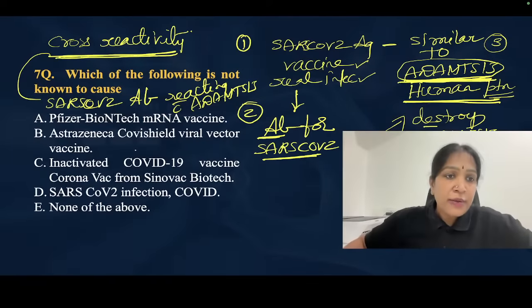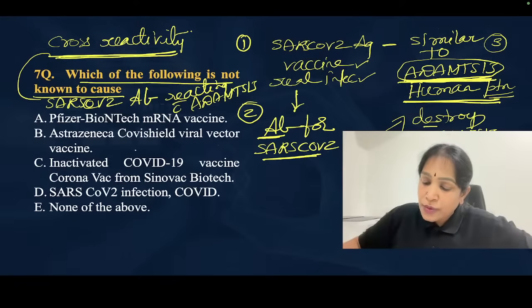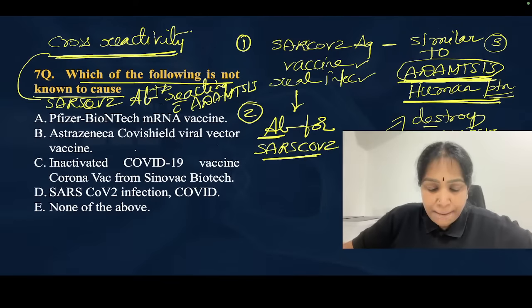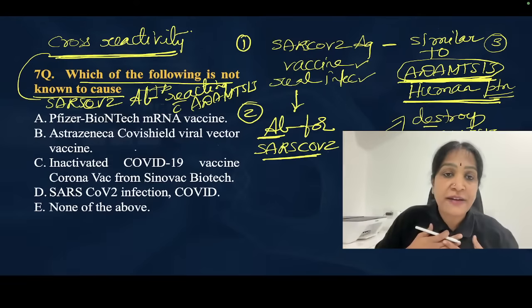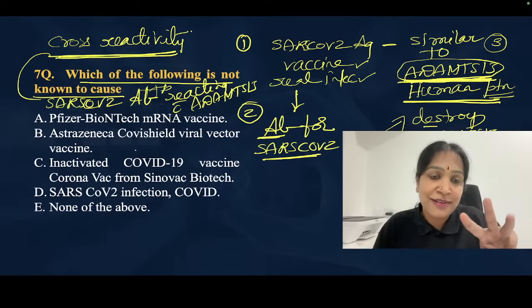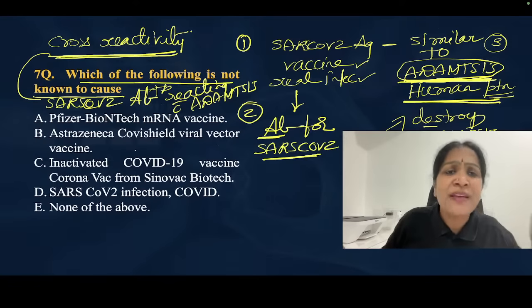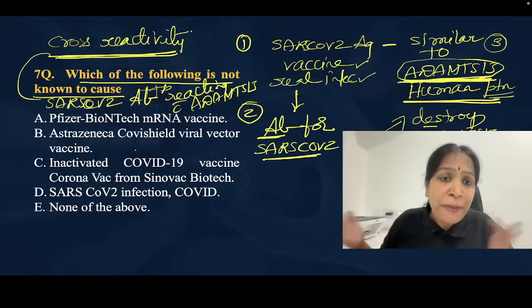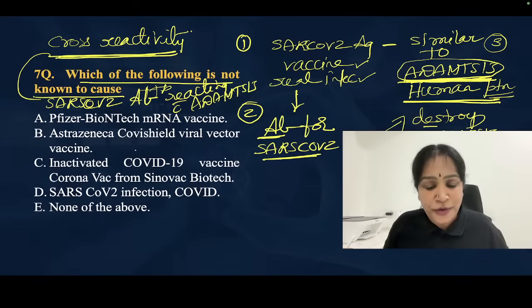Now, okay, look at the question. Which of the following is not known to cause the thrombotic TTP? Okay, incomplete question. Of course, yes. But side effect means most of the people, for example, I have taken 3 doses of vaccine, but I did not get TTP. Most of us did not get TTP. 0.001% cases got it. More people would have died due to TTP if the vaccinations were not there. I hope you got it.